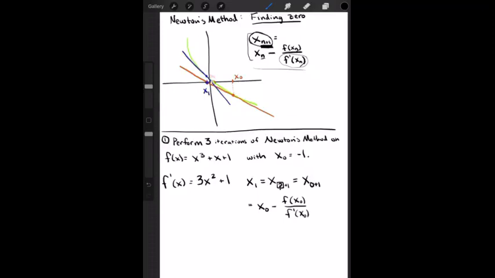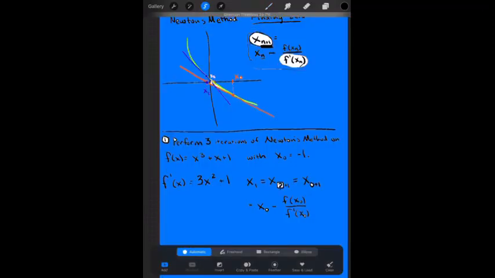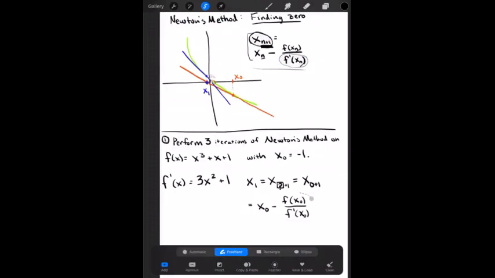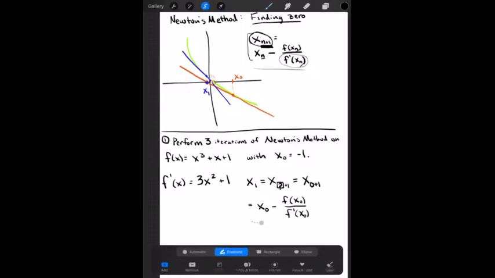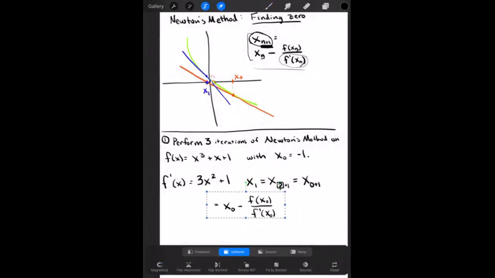I'm actually going to move this out. Whoops. That's not what I wanted. Whoa, that's bizarre. Okay, there we go, that's better.